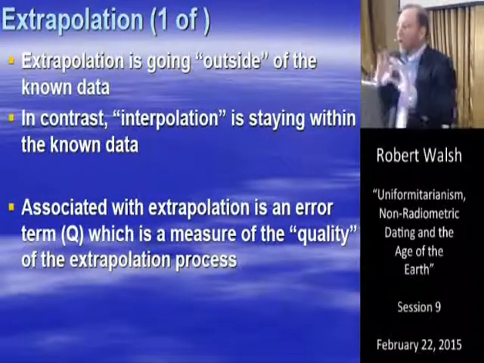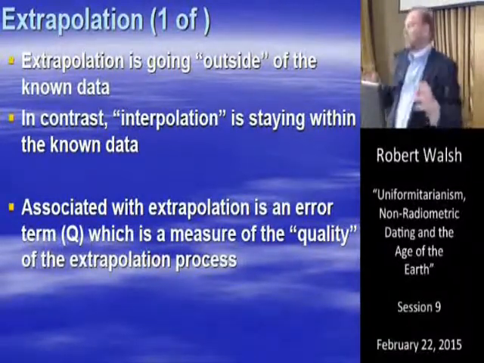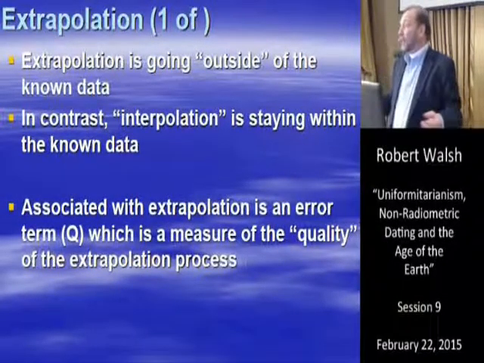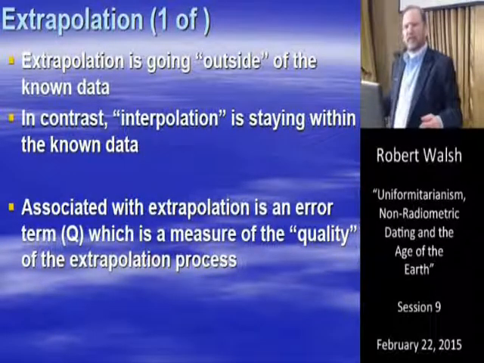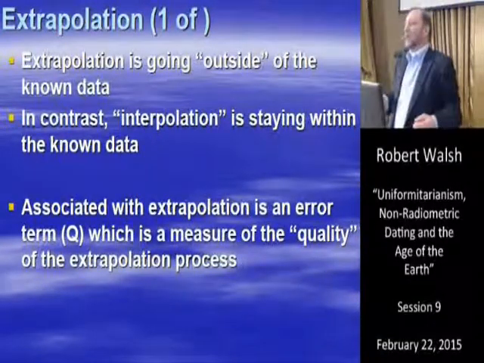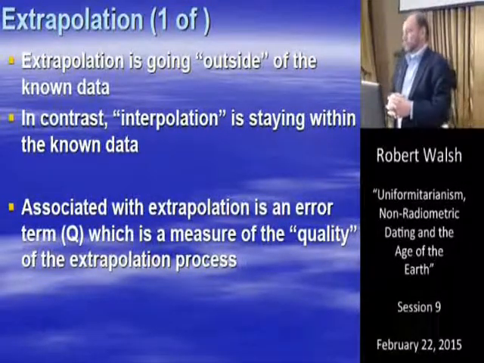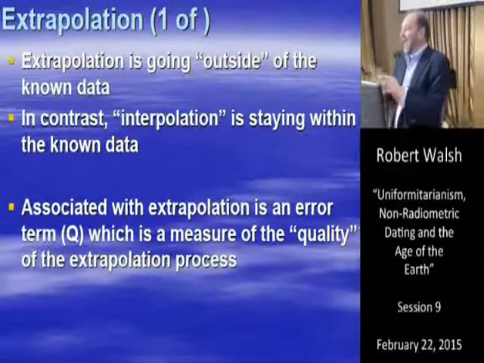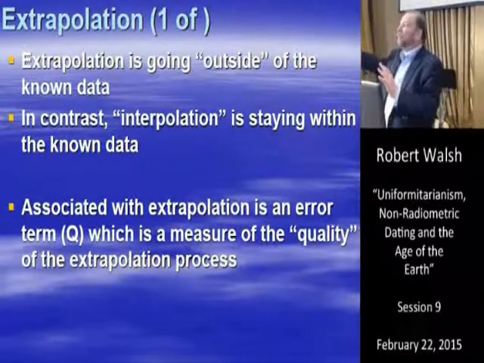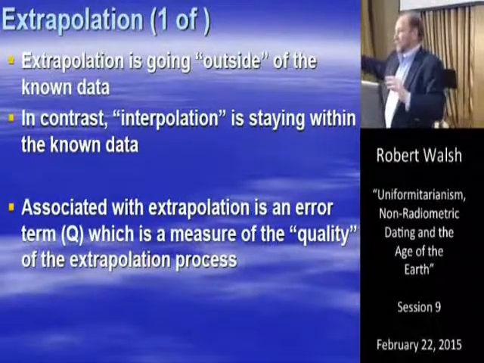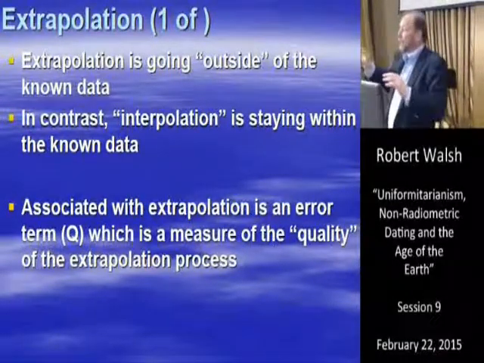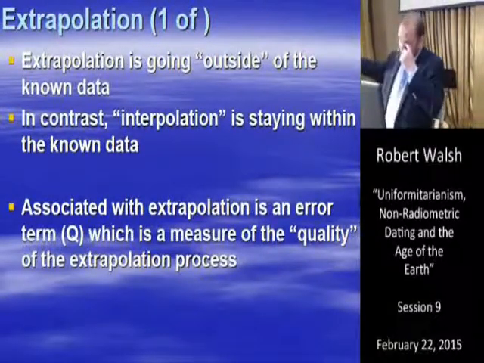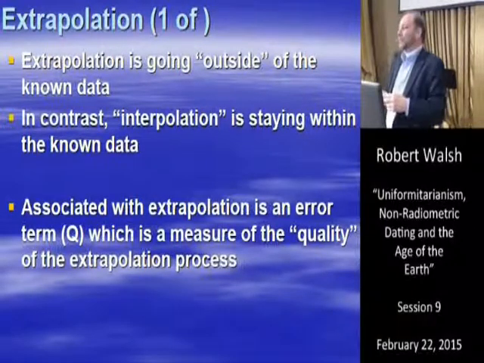Okay? So this Q term, if you will, is a price that you pay for extrapolating outside of the data. So in all origins models, whether it be creation or evolutionary, there's this process of extrapolation, going outside of the data. Now you may say, well, what do you mean, Bob? What do you mean going outside of the data? When I take, for example, the nuclear decay rates that we know are occurring today, and I extrapolate these rates into the unobserved past, that is extrapolation. I'm taking the data and I'm creating curves and I'm going outside of the data. Okay? That is what I'm talking about.